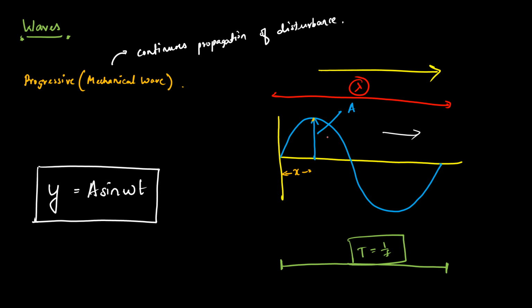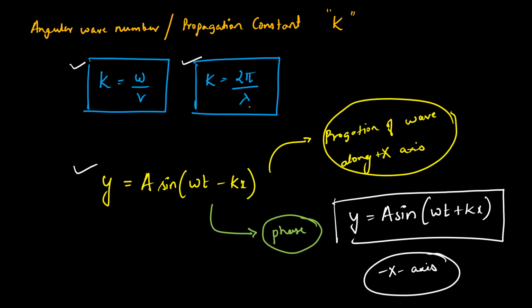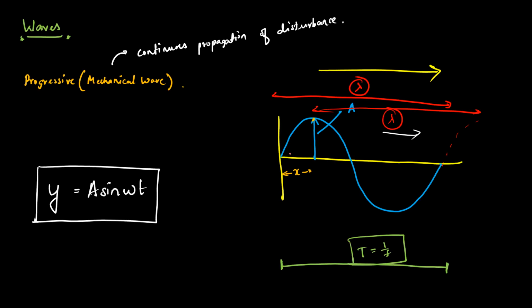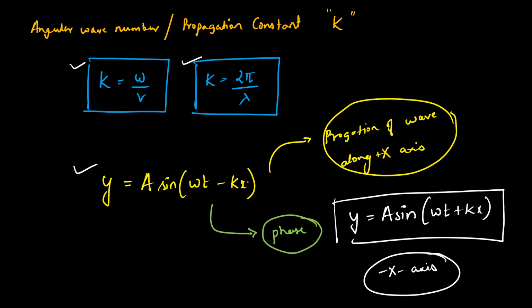You can measure from here to here, or if this goes on like this, you can measure from here to here as well. This is going to be your lambda. So 2 pi divided by lambda is going to give you k, and k is your propagation constant. And what is your x? X is the displacement at any point, say at this particular point, and that will be plugged in over here.